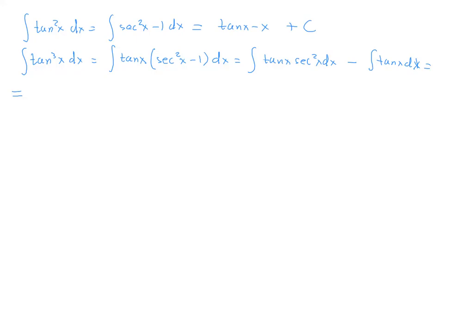For the first one, you can do a substitution. If you let u equal tangent x, then du is right on the plate waiting for you. So this will give you the integral of u, which is 1/2 u squared. So this will be 1/2 tangent squared of x. And the other one, the integral of tangent x, we have already seen. It's ln of the absolute value of secant x. So there you go.